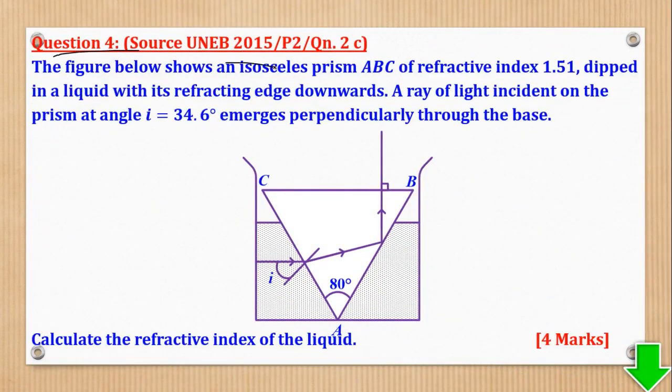Then question 4 came from UNEB, 2015, paper 2, question 2C. And it says, the figure below shows an isosceles prism ABC of refractive index 1.51, dipped in a liquid with its refracting edge downwards. A ray of light incident on the prism at an angle I equal to this emerges perpendicularly through the prism. The good thing is they already drew the ray for you. Calculate the refractive index of the liquid. So they have already drawn the ray, but we shall still need to redraw it so that we easily get the angles they want.